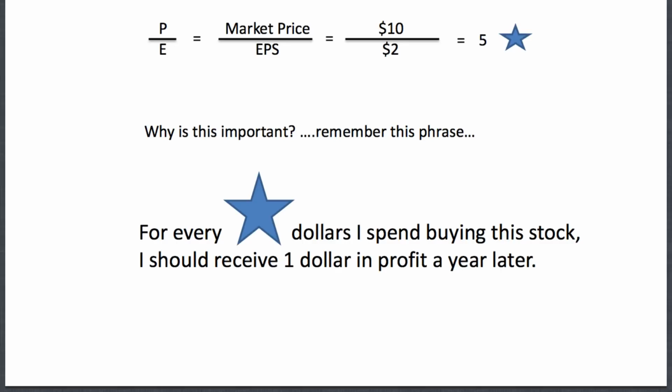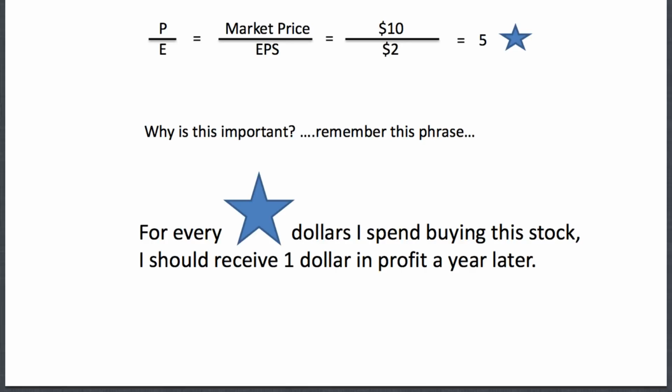So let's say that the PE ratio is 10 for a company. You'd say for every $10 I spend buying this stock, I should receive $1 in profit a year later. As you can see, the higher the PE ratio is, the worse that sentence sounds. Because if I said for every $100 I spend buying the stock, I should receive $1 in profit a year later, that doesn't sound nearly as good as for every $5 I spend buying the stock, I should receive $1 in profit a year later.